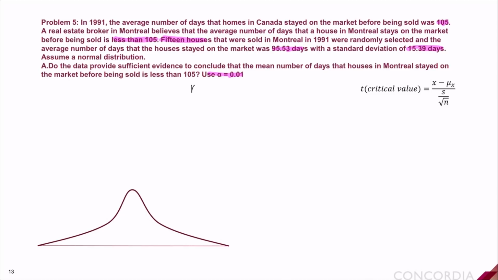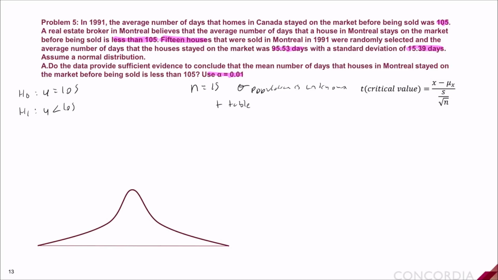Firstly, since n is equal to 15 and the standard deviation for the population is unknown, we have to use t, or a t-table. And now let's begin by finding our H0 and H1. H0 would simply be that the mean number of days a house in Montreal stays on the market is the same as the rest of Canada, equal to 105, while H1 would be that the actual mean is less than 105.